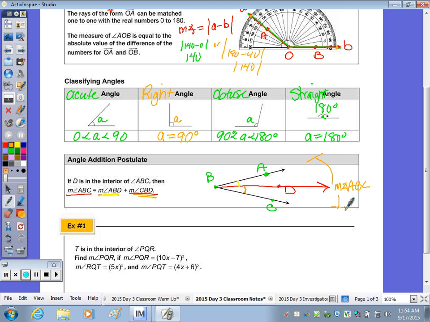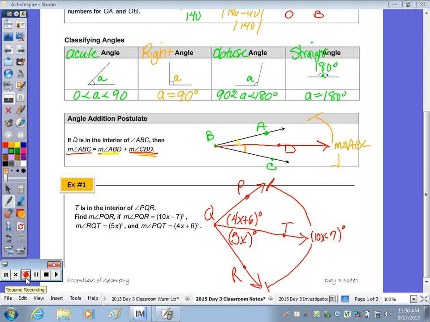So go ahead and take a look at example one to see if you can draw the picture. T is in the interior of angle PQR. We're going to find the whole angle. If the measure of PQR algebraically is 10x minus 7, the measure of angle RQT is equal to 5x, and the measure of angle PQT algebraically is 4x plus 6. So let's take a minute to draw the picture.